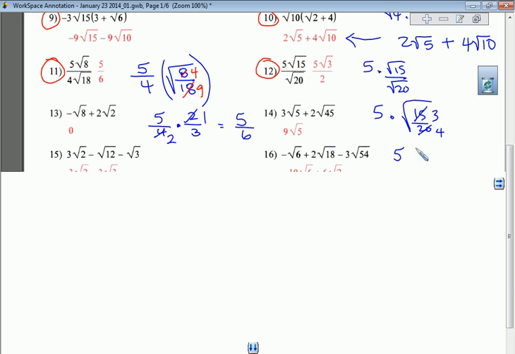So we know the square root of 4 is 2, and we don't know the square root of 3. So it becomes 5 times the square root of 3 over 2, which 5 is just really 5 over 1. So the 5 goes up top. And there you go.